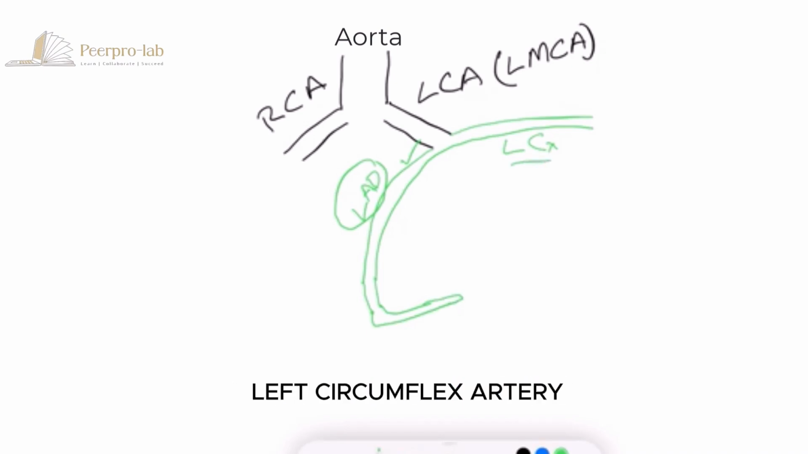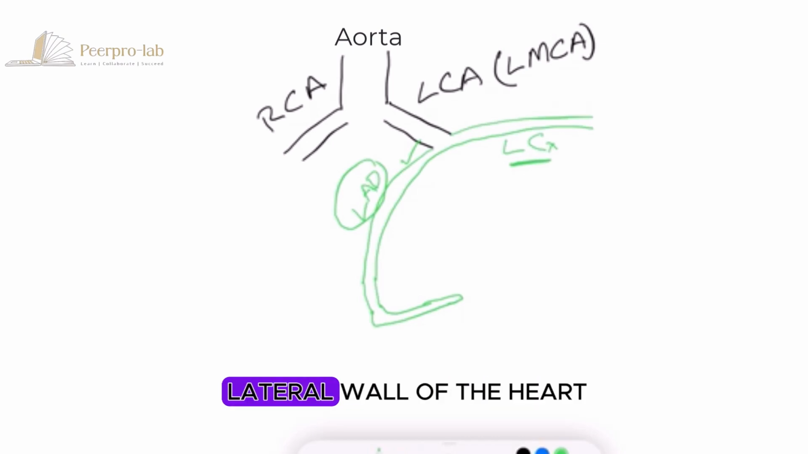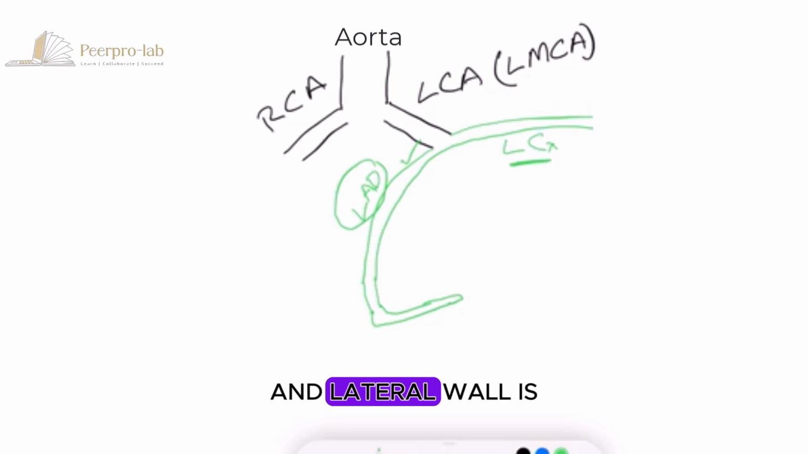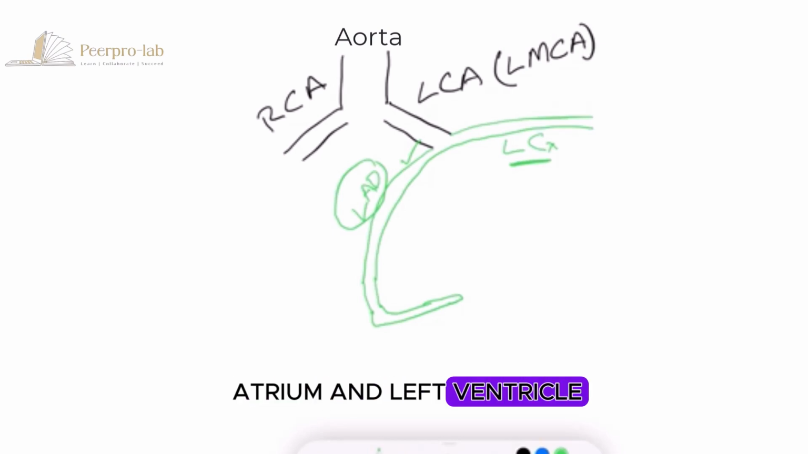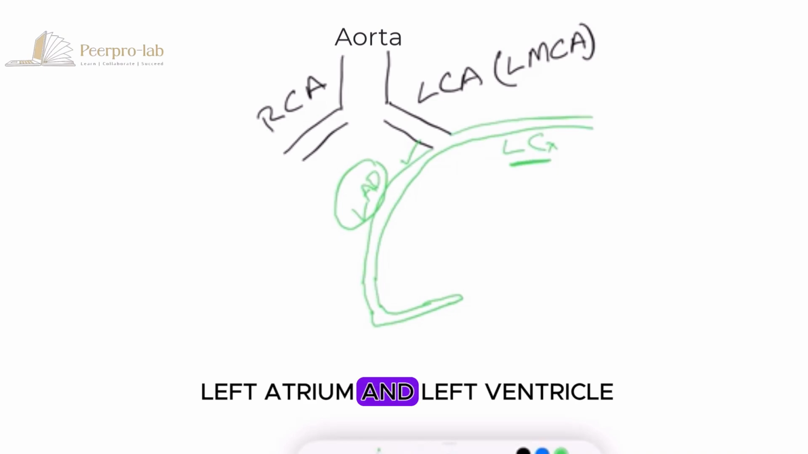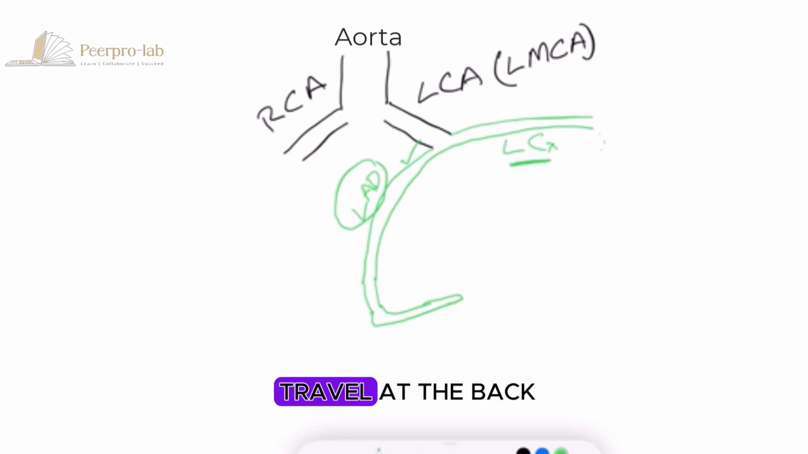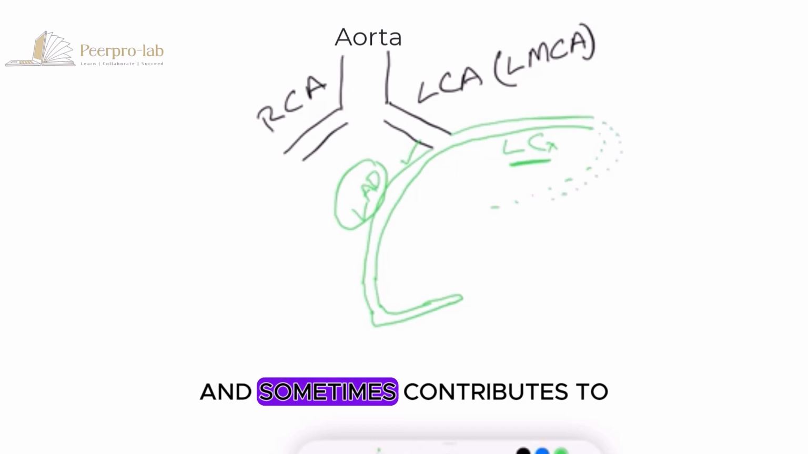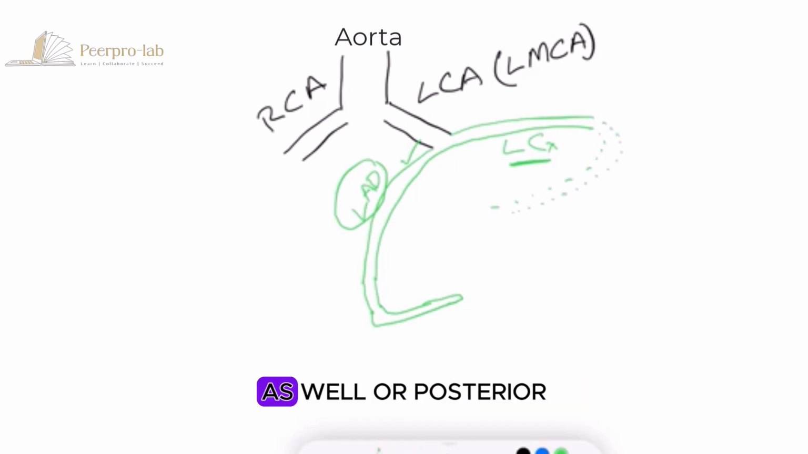On the other hand, the left circumflex artery will go to the left side. Left side means it will go to the lateral side and supply the lateral wall of the heart. And the lateral wall is made up of, we know, the left atrium and left ventricle. So it will supply the left atrium and left ventricle, and then it will travel to the back of the heart and continue, and sometimes contributes to the posterior circulation as well, or the posterior descending artery. We will discuss that later on.